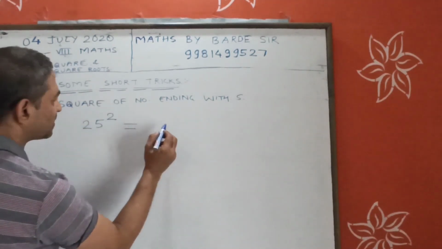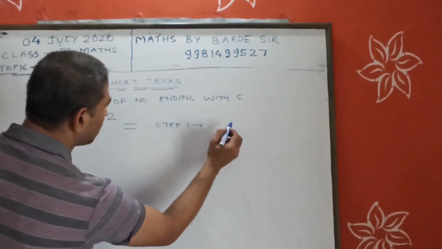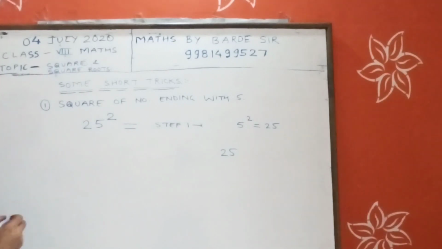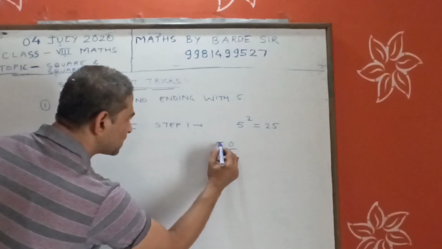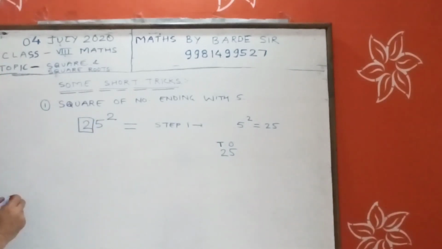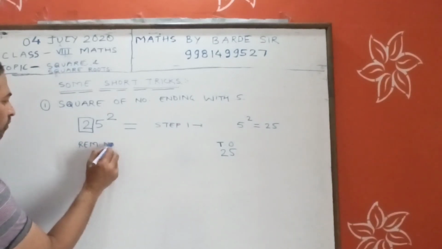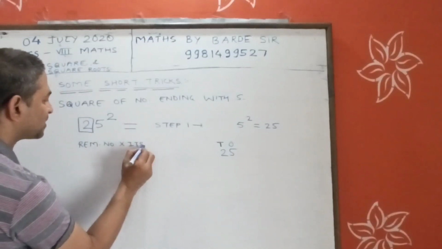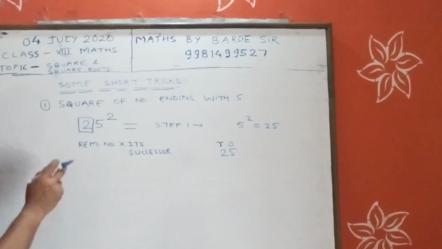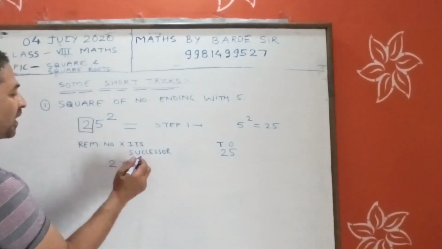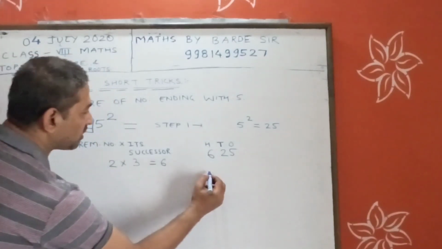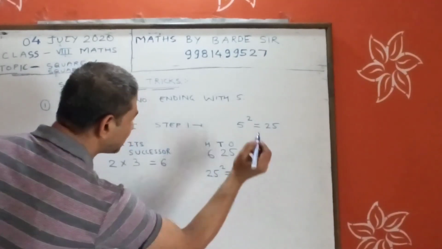So first we'll write step 1. We write 5 square is equal to 25, like this. This will be your 1's digit and 10's digit. Okay. Now, let's see the remaining number. Remaining number multiplied by its successor. Successor you already know, मतलब plus 1 करना है. For example, यहां पर 2 into 2 plus 1, the answer is 6. So you have to write here 6, this is your 100's digit. So we get 25 square is 625, very simple one.